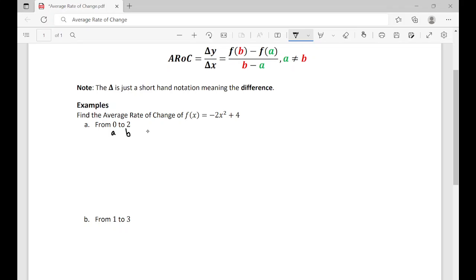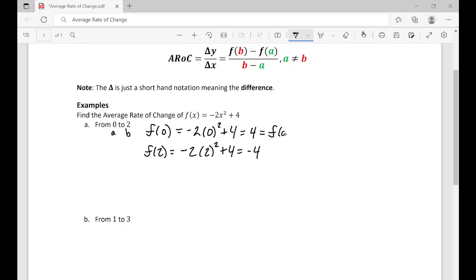So we're going to do f of 0, which is going to equal negative 2 times 0 squared plus 4, and that's going to give 4. And then f of 2, which would be negative 2 times 2 squared plus 4, and that's going to give negative 4. So now we know what f of a is and f of b. So this is f of a, and this is f of b.